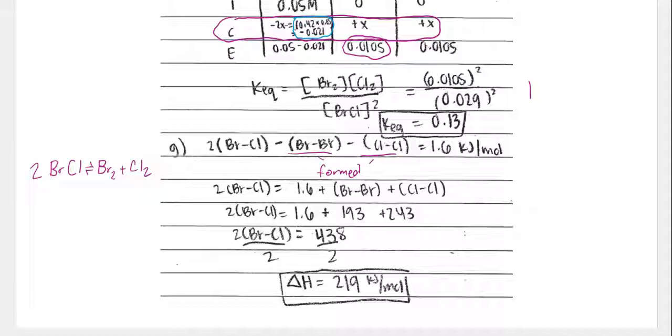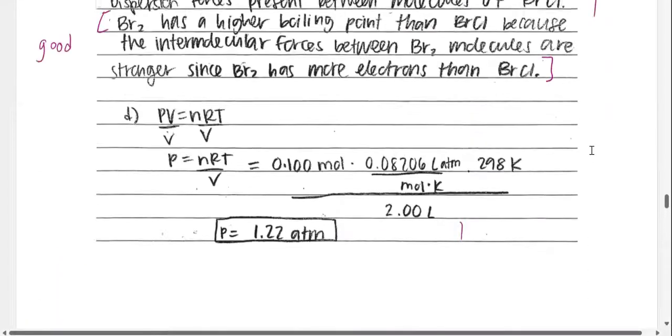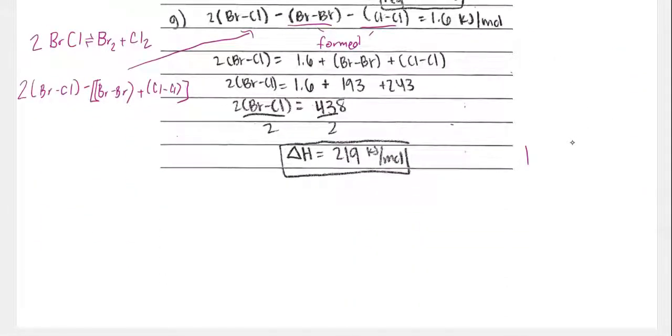I would just typically write it as 2BrCl minus the BrBr plus the ClCl like this. But if you distribute this negative sign, it's the same thing as this. So it works. And I get 219 kilojoules per mole, which is the correct answer. Okay, so I think I just docked the student 1 point for their explanation in part C. So I gave them a 9 out of 10 is what I scored it as.